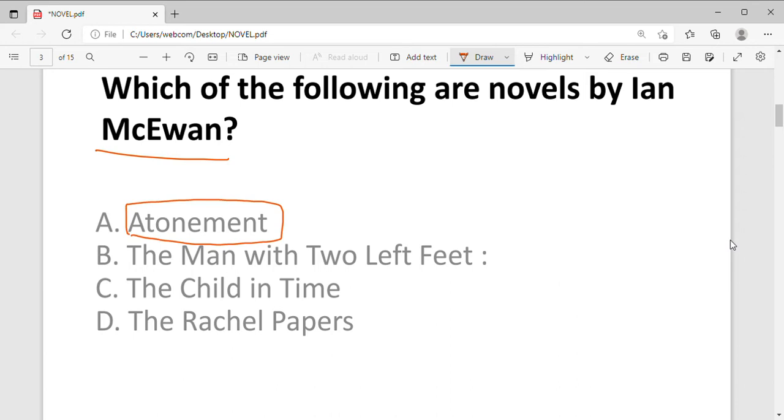She misinterprets the character of Robbie. She thought that this character is not good for her sister Cecilia, and she accused him of being the rapist of her cousin Lola, even though Lola later gets married to the actual rapist. So there is some misunderstanding in this novel, Atonement. It is a great novel.